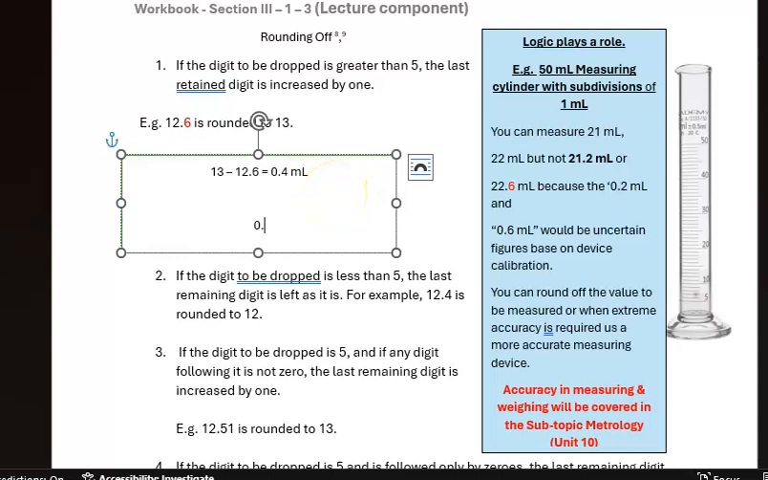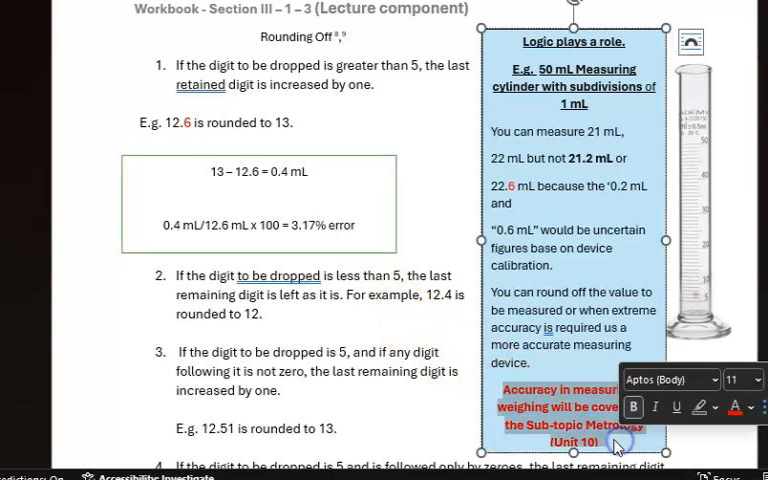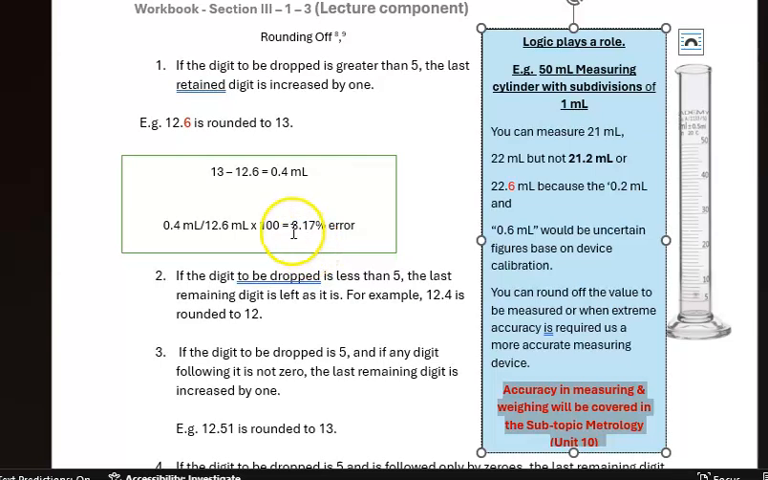So when you put 0.4 mil over the total of what you really wanted, which is 12.6 mil, times 100, because we're converting it to percent, right? By now, everybody should know percent means out of 100. 0.4 mil divided by 12.6 times 100 is 3.17% error. This will come again when we are doing metrology in Unit 10. Now, are we within the error pharmacy allows? Yes. Pharmacy allows for a 5% error.